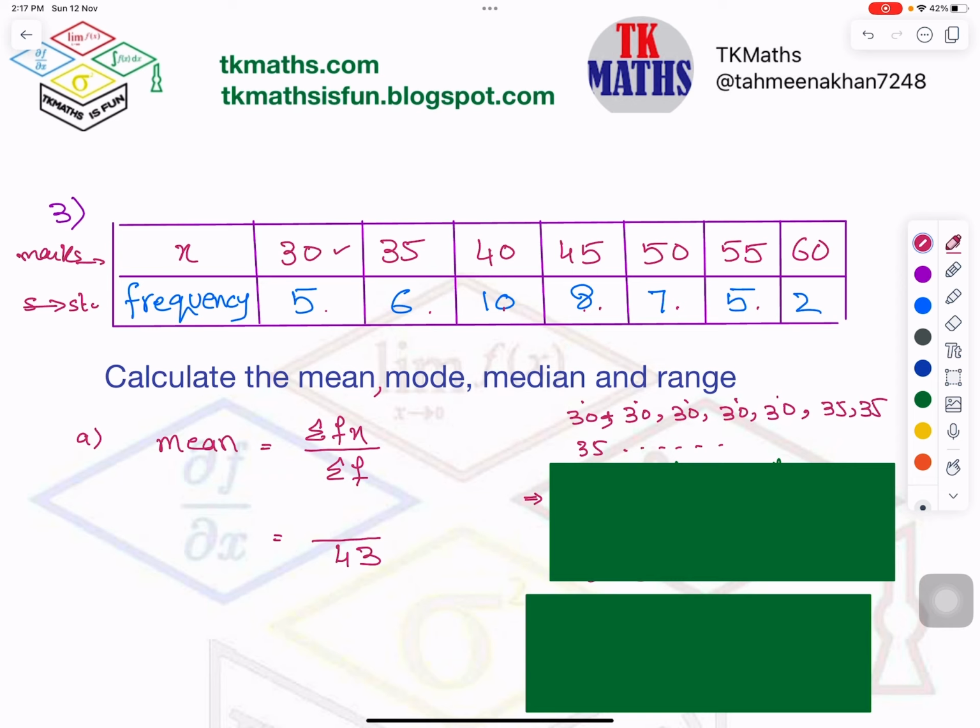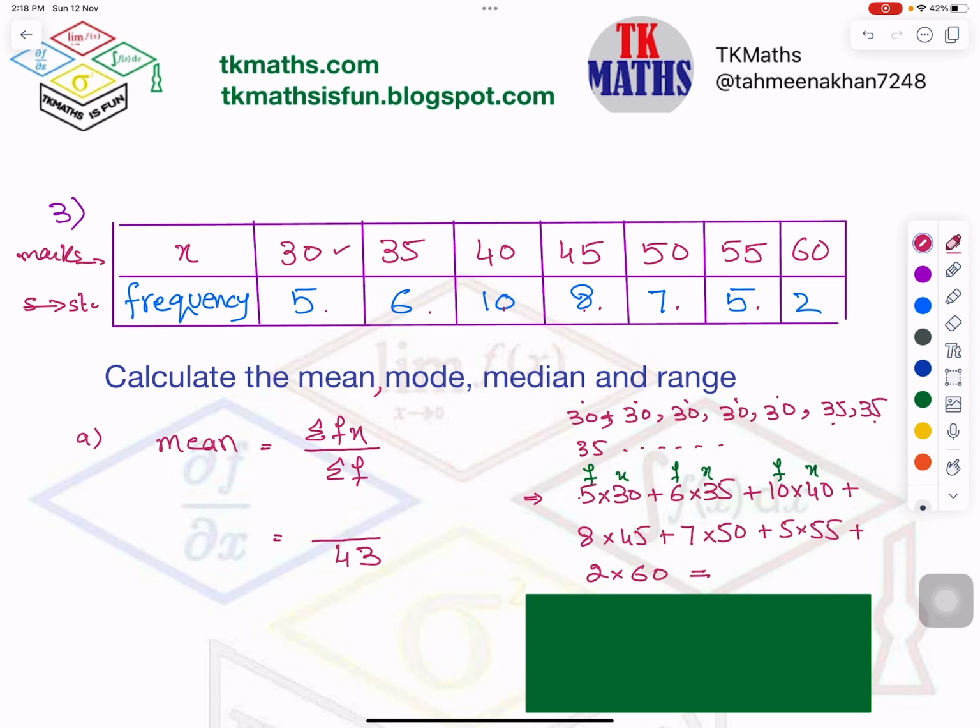So altogether their marks are how many? One way is that you write here 30, 30, 30, 30, 30, 5 times. Then 35, 35, 35, 35, 35, 35, 6 times. And then add up, which you don't need to, because 5 times 30 simply means 5 multiplied by 30. And that is the meaning of f times x. When you write sigma fx, you see I'm doing here what? F multiplied by x, 5 into 30.